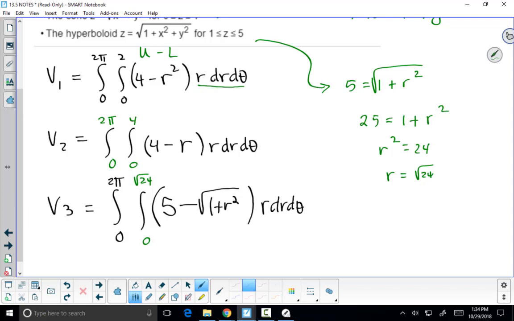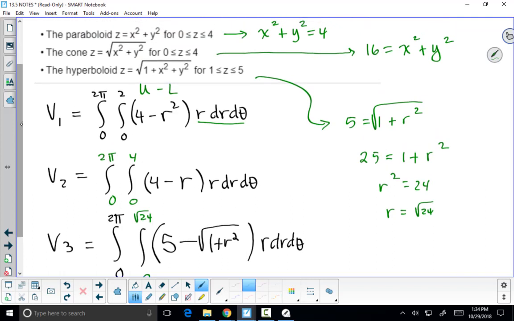I was just going to ask a really stupid question. Why isn't the r squared? This one right here? Yes, that one up there. So if we come up here, the square root of r squared is r.